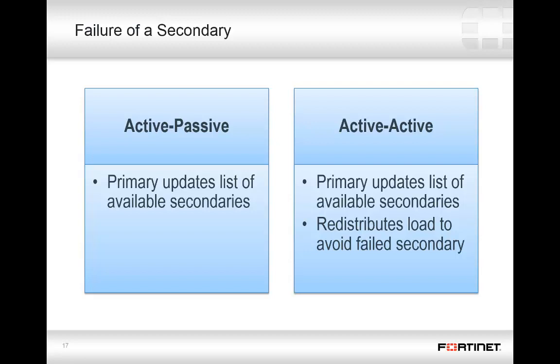If a primary fails, it triggers an HA failover. What happens if a secondary FortiGate fails? In an active-passive cluster, the primary only updates its list of secondaries. It monitors for a failed secondary, waiting for it to come online again, but doesn't try to sync to it. In an active-active cluster, though, the secondary was handling traffic. So the primary, which tracks and assigns all sessions, must not only update its list of available secondaries, but it must also reassign sessions from the failed FortiGate to a new secondary.